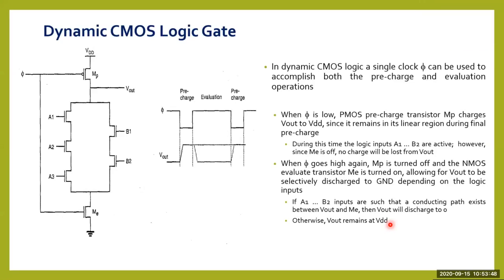Sir, if all are off, the output is VDD. Okay. If all are off, there is no path for the capacitor to discharge to the ground. Why does the discharging take place? Because of the potential difference. When all are on, the capacitor will discharge. Or else, if there is a path created from this point to the ground, even in that case also, the capacitor will discharge. Okay?